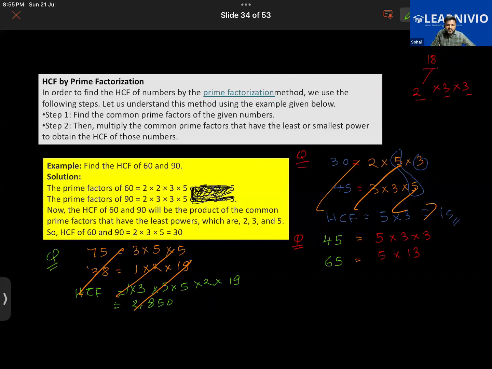So what do we find over here? The only number that is common in both of them. We have to take the common factor. The full form of HCF is the highest common factor. Which factor is common for both of them? Only 5 is common. So the HCF of these two numbers is 5.